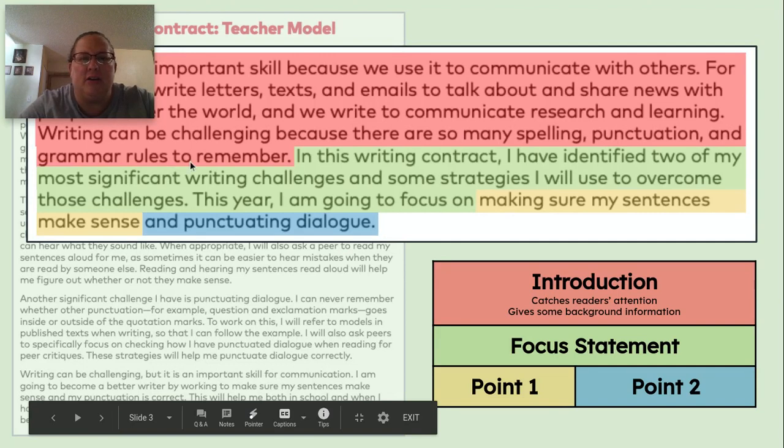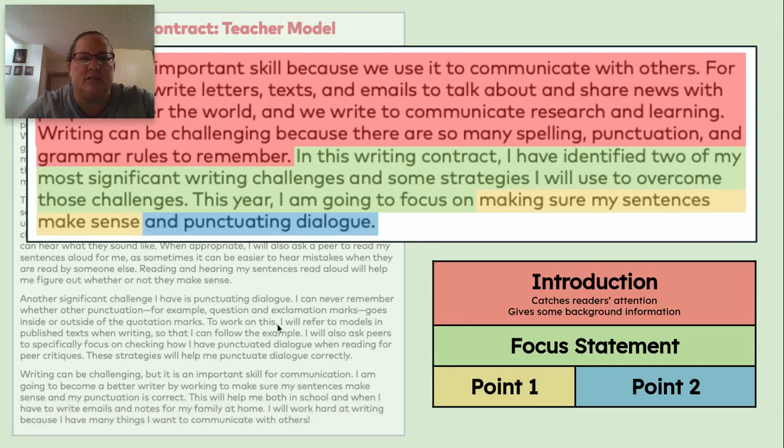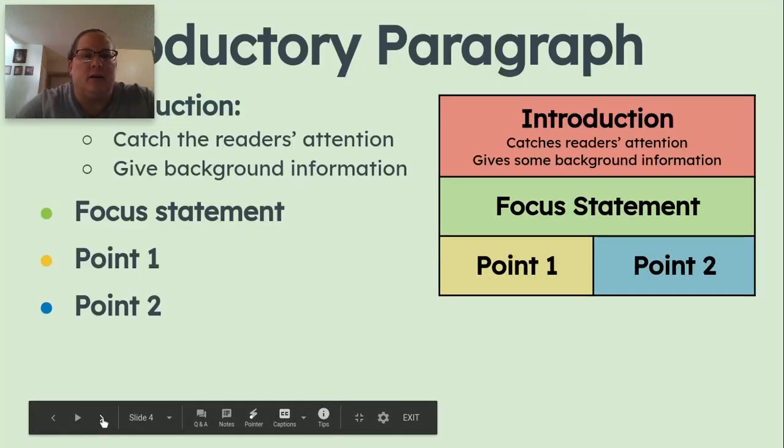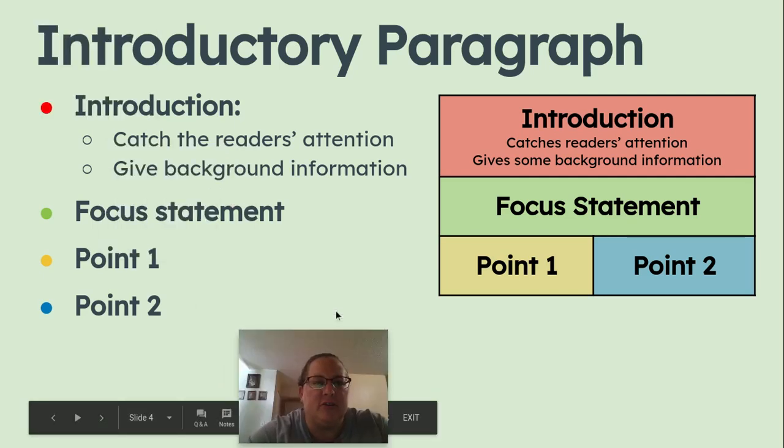Okay, so again, here are our sentences. If you did not get to look at it, go ahead and make sure that yours looks exactly like this. All right, so our introduction paragraph today is going to look like this, okay? I'm going to move myself here so you can see.